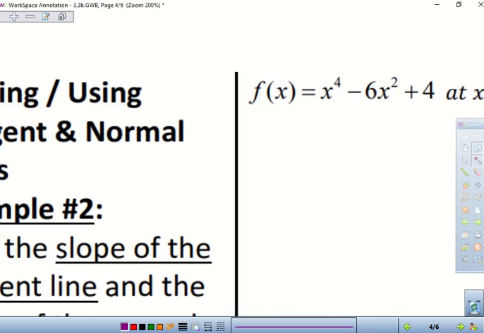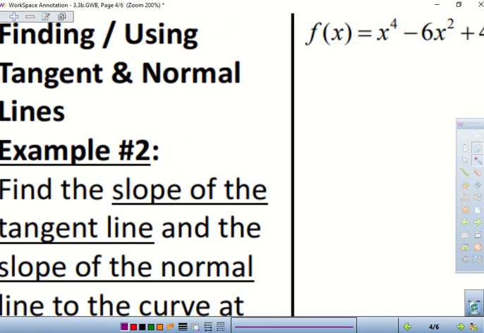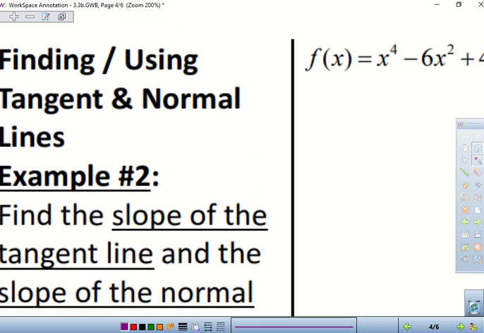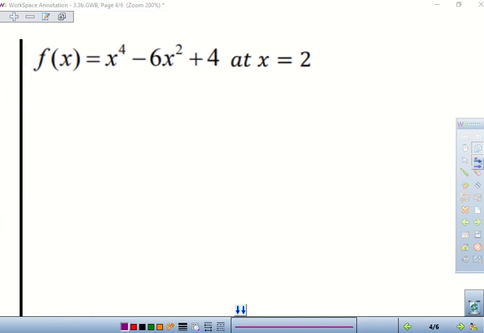So this one just asked me to find the slope of the tangent line and the normal line at a given point. They didn't ask for the equation, so this one's actually a little bit faster. So step 1, on any of these tangent and normal line problems, you're going to start by taking the derivative of the function. So what's this going to be? 4x to the 3rd minus 12x. Good. Does anyone have any questions about why that's the derivative?